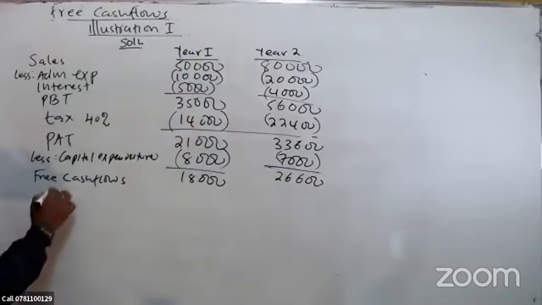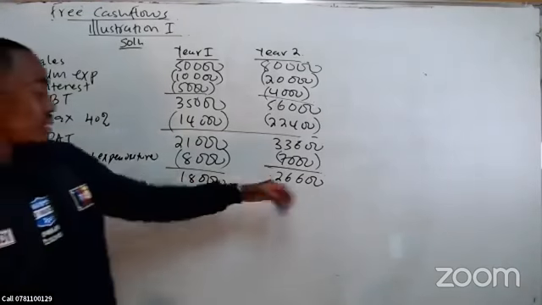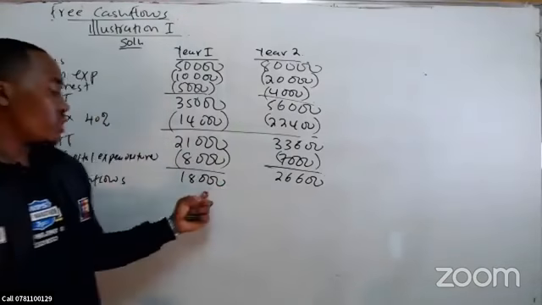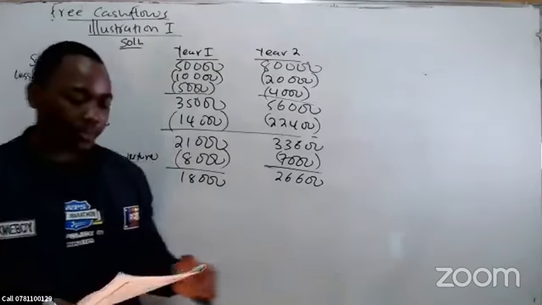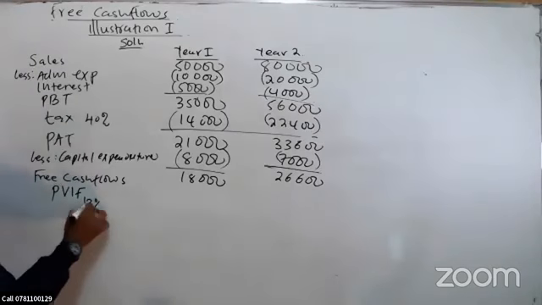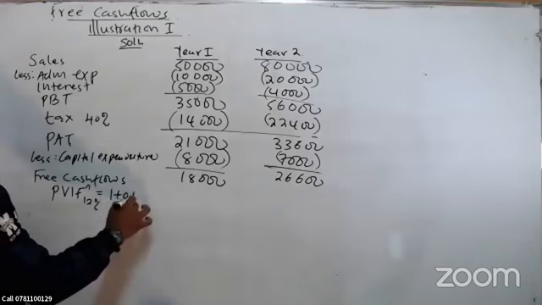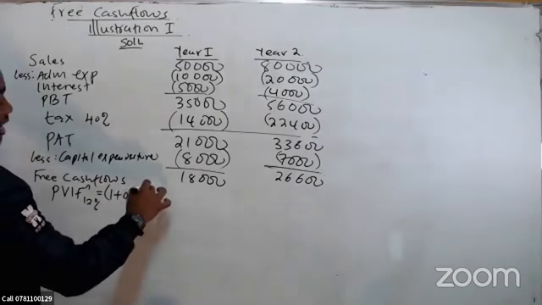How do you discount? By getting the present value interest factor. This one is not an annuity. This is 18, this is 26. So that means you discount them separately. We are told that the cost of capital is 12%, 12% year end. So use the formula 1 plus R, that's 0.12, raised to the power negative n.